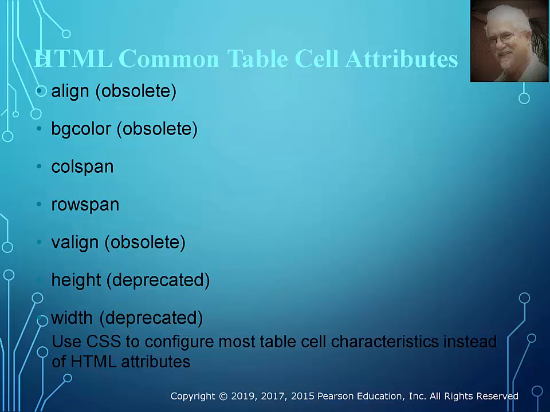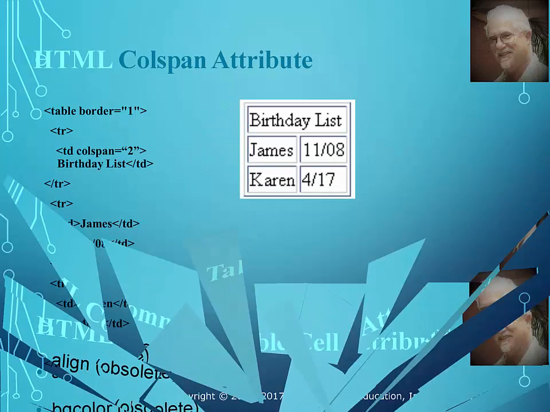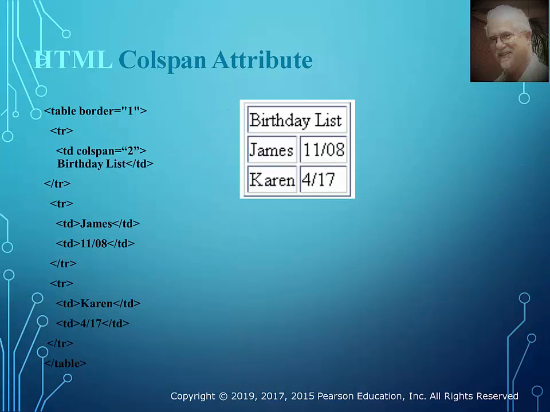Okay, others that you can use are colspan and rowspan. Let's take a look at those. Actually, those are a lot more interesting. Okay, here's colspan. Again, table border equals 1, should look familiar, TR. Now here we have one table data, but we're putting the attribute colspan equals 2.